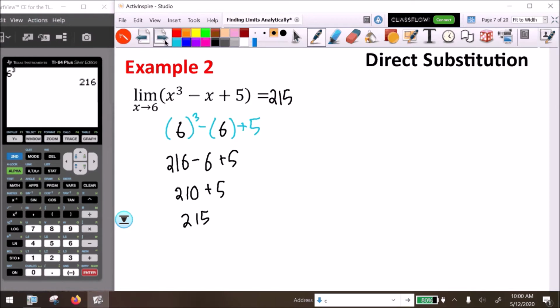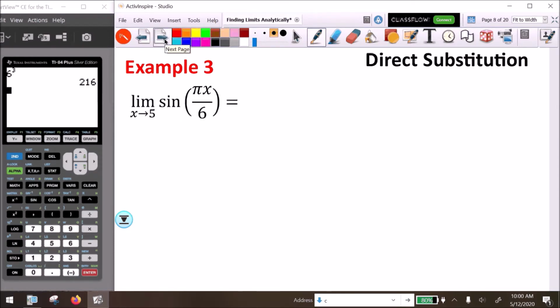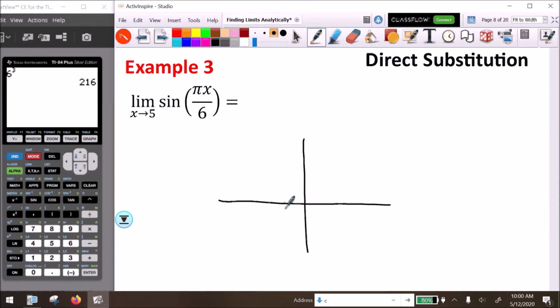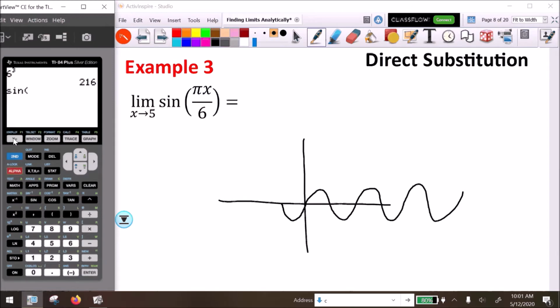Alright, let's do a direct substitution with the trigonometric function. Now, to do this on the calculator, you want to make sure you're in radian mode. So I have my calculator set to radian mode. And since we know that the function sine is continuous for all values of x, it just keeps oscillating like this, we could just plug in 5. We know it's going to be defined at 5 pi over 6 radians. So I'm just going to do sine of 5 pi over 6 radians. And that is equal to 1/2.